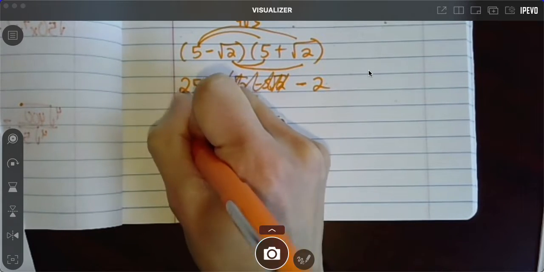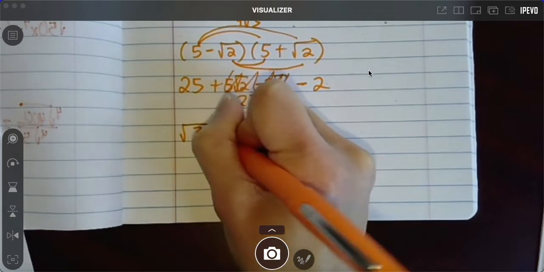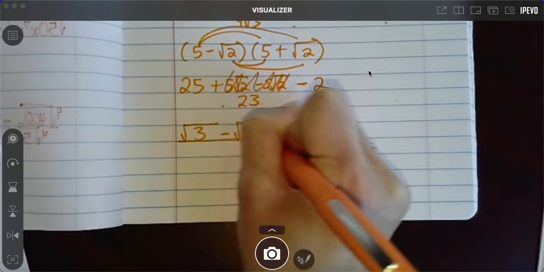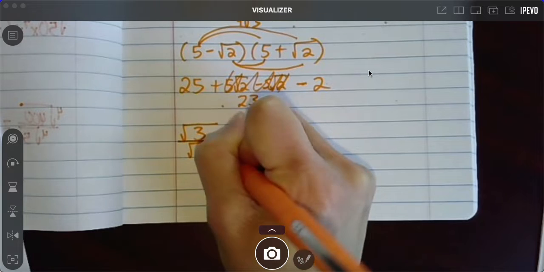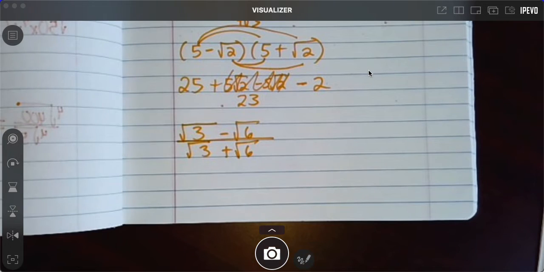All right, we have the square root of 3 minus the square root of 6 over the square root of 3 plus the square root of 6. This is number 15. What can you not have in a denominator? You can't have square roots. You can't combine any of these because they're not the same underneath the square root. We need to get rid of them. We will multiply by the conjugate to get rid of it.